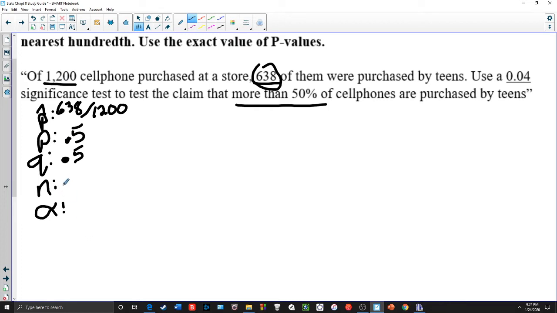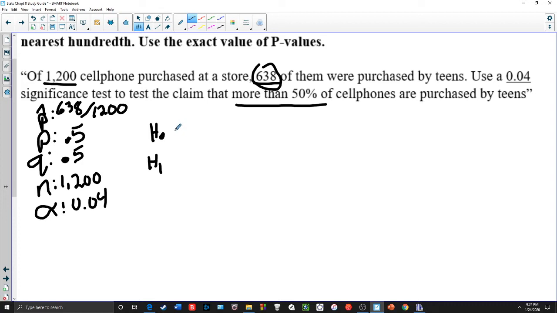N, we have 1,200 people using the cell phone, so that'd be 1,200 there. And then alpha in this case is a rare significance level of 0.04, which is not standard, but again, workable. And then we need to write down our hypotheses, so we know how to compare our numbers at the end.